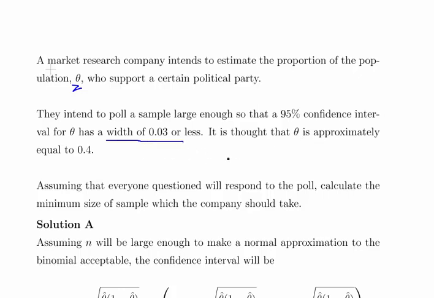Now, it is thought that theta is approximately equal to 0.14, a width, okay? So it is plus or minus 0.015, in this instance. So just the wording of the question is very important here. It's the difference between the top and the bottom of the interval, okay? So assuming that everyone questioned will respond to the poll, calculate the minimum size of sample which the company should take.